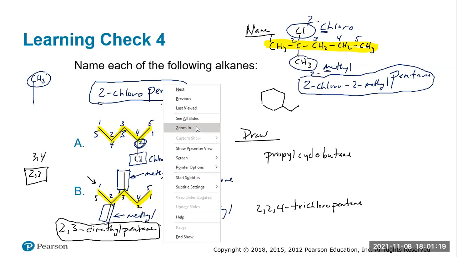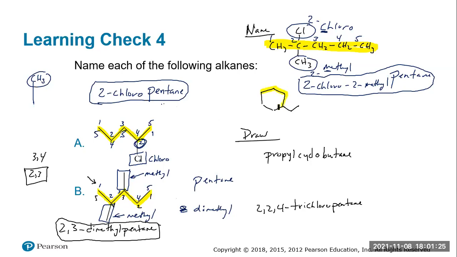Next one, we've got a cycloalkane, and our cycloalkane here is basically a 1, 2, 3, 4, 5, 6 member ring. So a 6 member ring is based off of hexane.